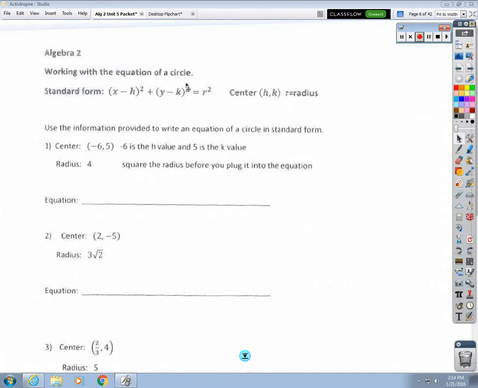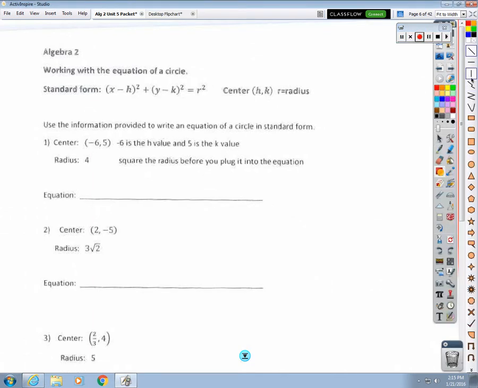Now, just like in linear equations, the m and the b stand for something. M is slope, b is y-intercept. In this equation, the h and the k, right here and right here, represent the center of the circle. Let's talk about what I mean by that. I'm just going to draw in a y-axis and an x-axis. Then I'll draw in a circle.